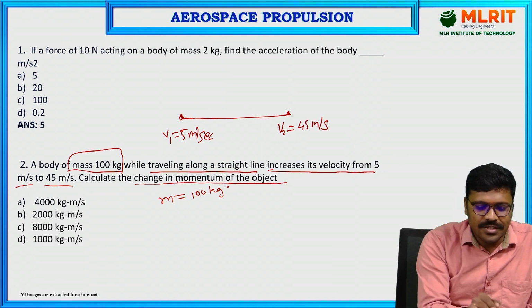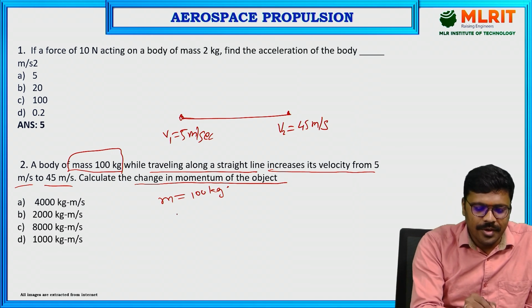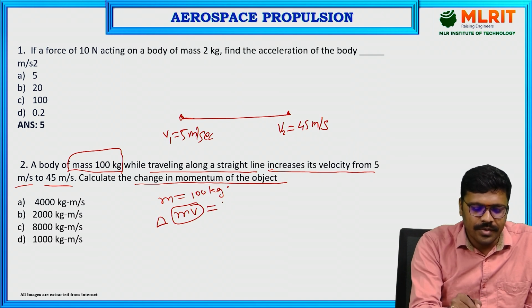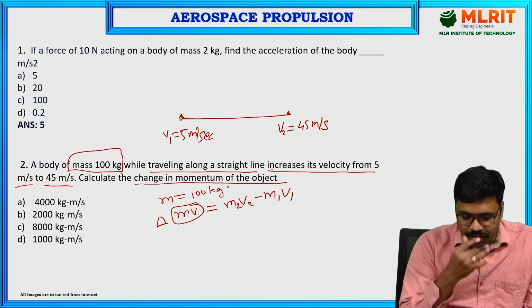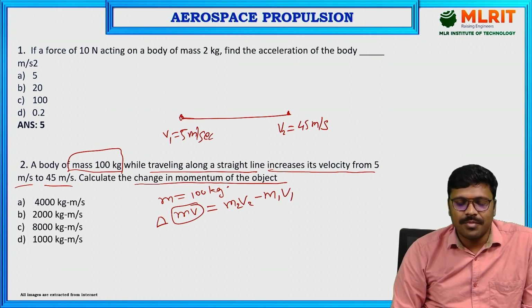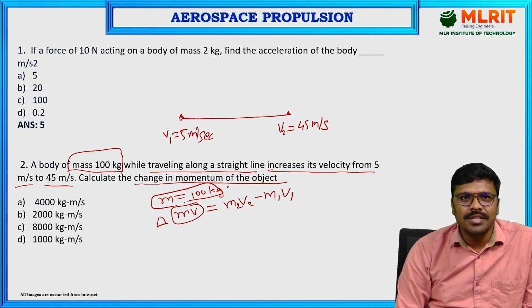So calculate the change in momentum of the object. What is momentum? Momentum is mass into velocity. So change in momentum is delta mv. Delta mv is equal to final momentum m2v2 minus initial momentum m1v1. Is there any change in the mass of the body? The mass of the body is fixed, that is 100 kg.